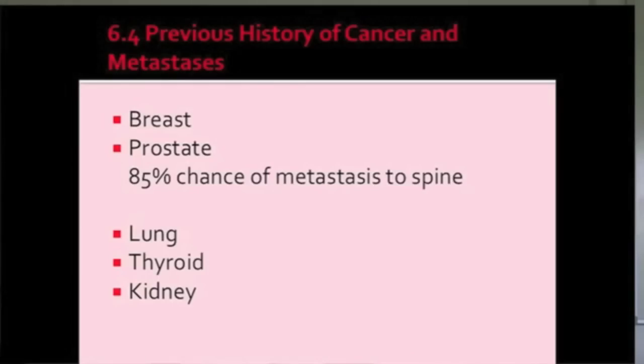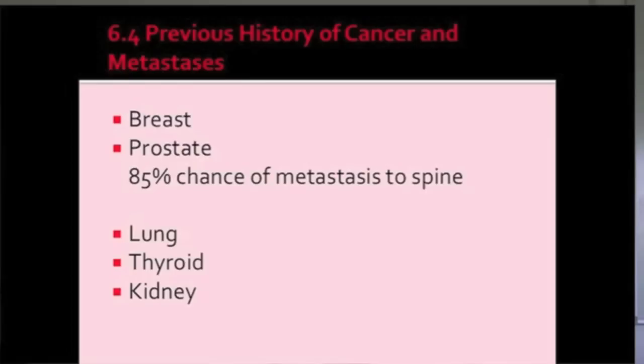So previous history of cancer and metastases. Breast and prostate both have an 85% chance of metastases into the spine. So these are the two cancers which cause metastases in the spine most commonly. Okay. Lung cancer, thyroid and kidney are also cancers which can cause spinal problems. So again, you need to understand whether there is any family history of these conditions. So if a female patient reports her mother and her sister both have breast cancer, your index of suspicion needs to be raised.